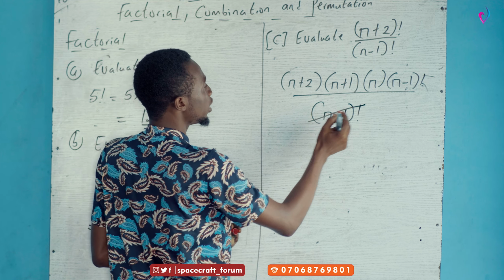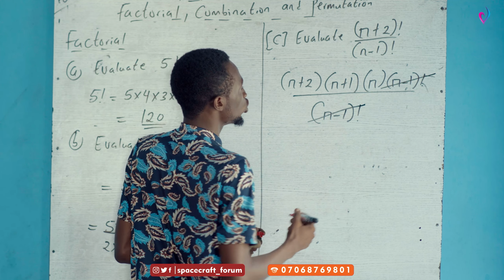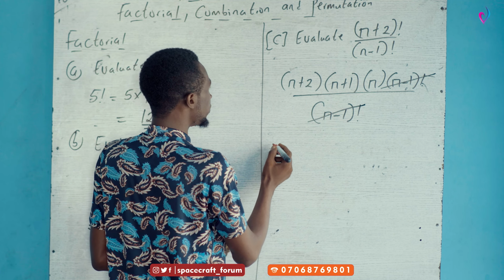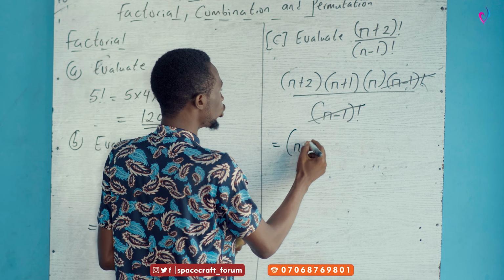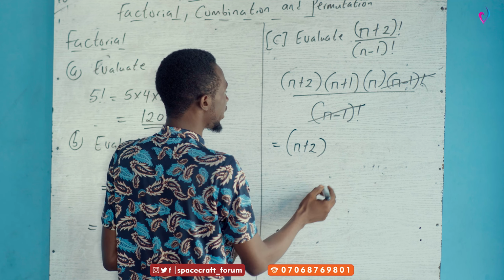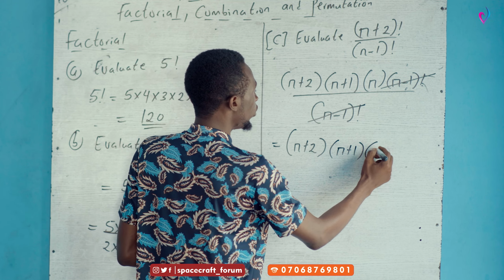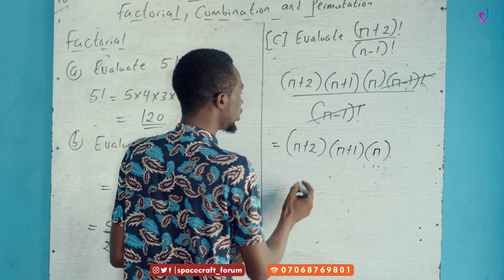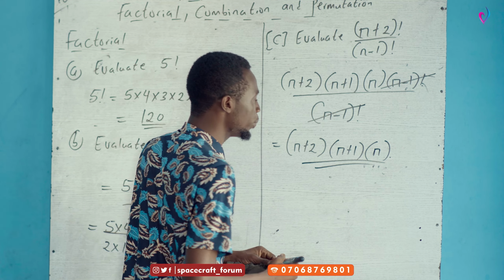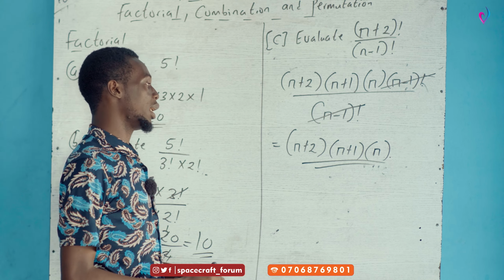n minus 1 factorial can easily cancel n minus 1 factorial. From here, we have n plus 2, open bracket, close bracket, then open bracket n plus 1, close bracket, then open bracket n close bracket. So the answer here is equal to n plus 2, n plus 1, and n.